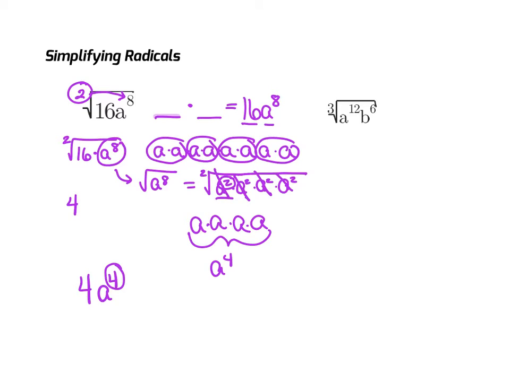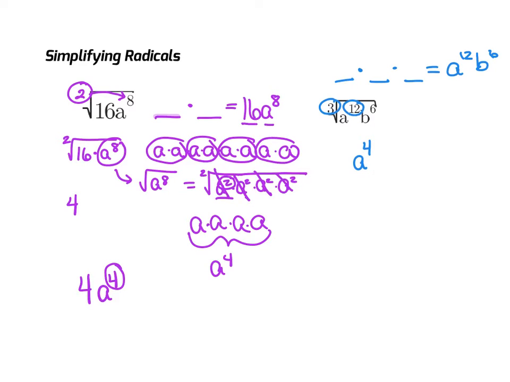Notice here we're doing the cube root. So you're looking for what times itself 3 times will give us 12 a's and 6 b's multiplied together. If you have 12 a's, how many different groups can I make if I put 3 a's in a group? Or think how many times does 3 go into 12 evenly? The number of times it goes in there evenly is what's going out of the root, a to the 4th.